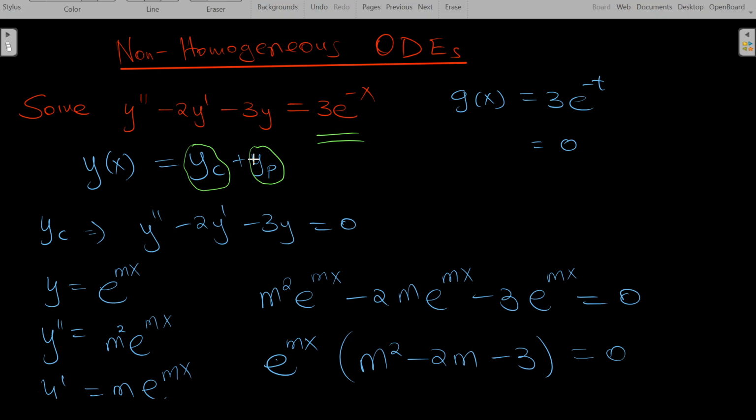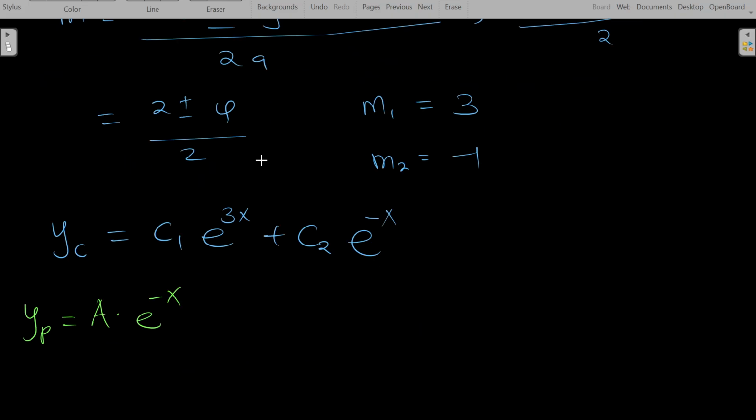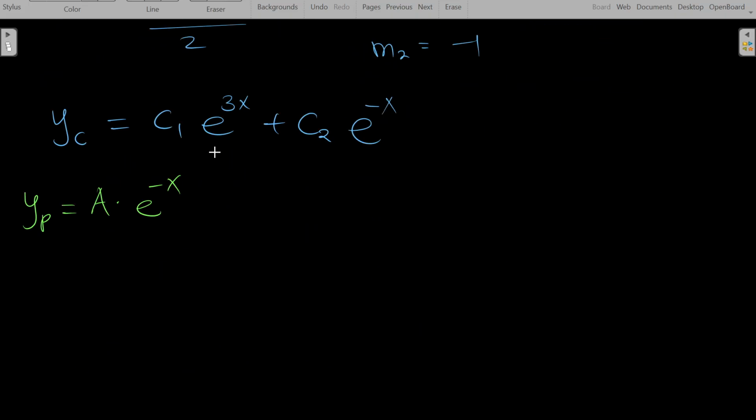So because it's an exponential function, we have chosen our yp to be a e raised to negative t. But now there's a note that we said. If we compare the complementary function and the particular function, and any term in my particular function is similar to any term in my complementary function, we'll have to multiply that by the value of x, till the overlap goes.